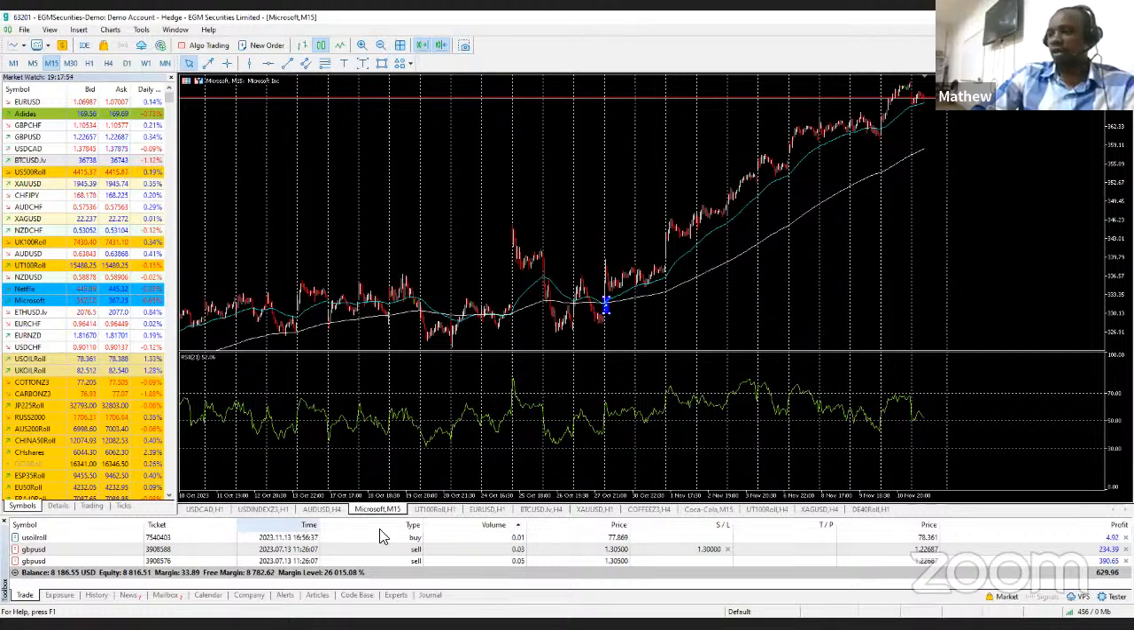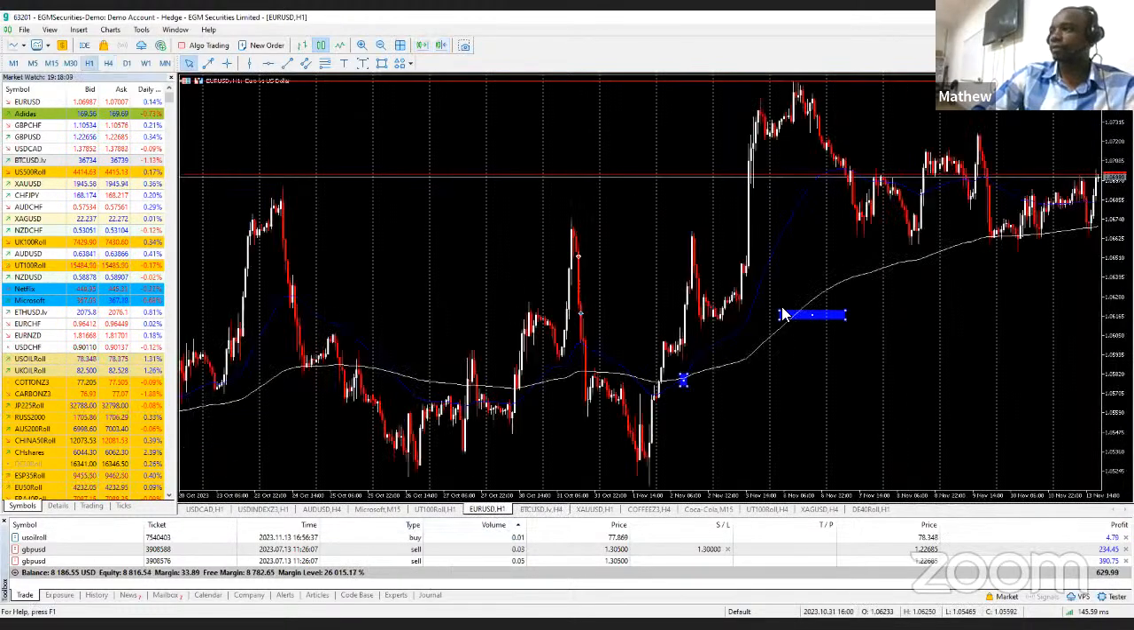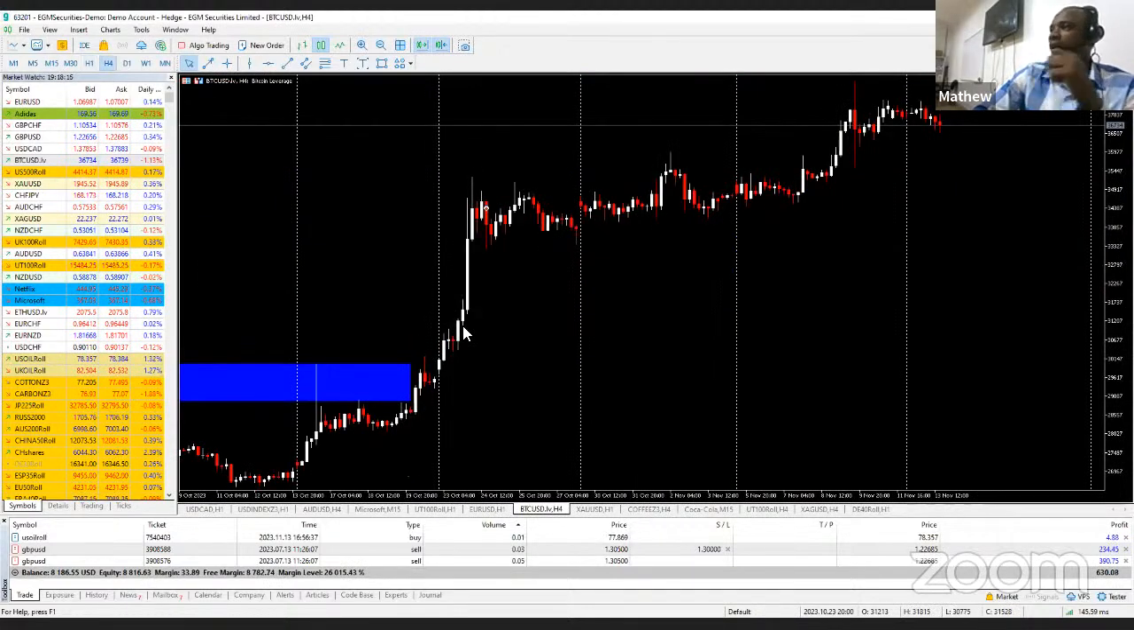So that is another example on Microsoft. Let's look at now maybe a currency, another currency over here. Maybe let's look at BTC, cryptocurrency. So I should have saved that template. Let me go back to Euro USD.